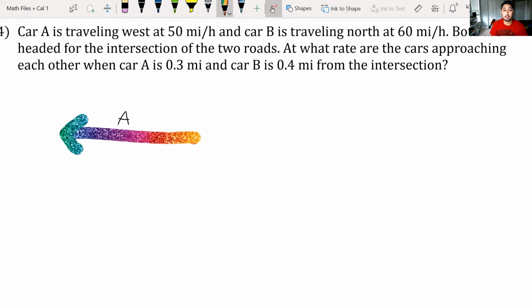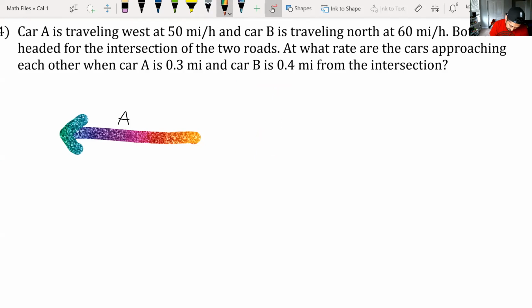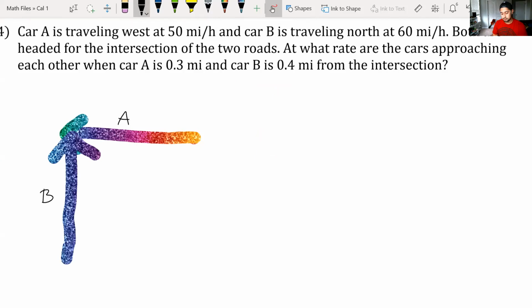Then car B is traveling north, and they both are headed for the intersection of 2 roads. So we assume they're both approaching the same intersection. So here's going to be car B. So car B is approaching the intersection. So here's car B.